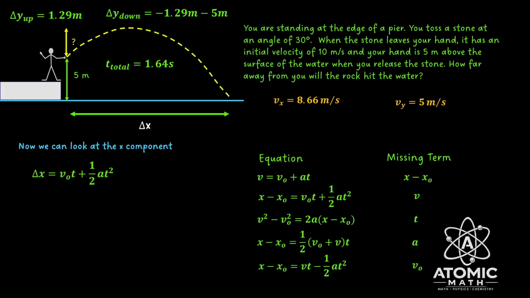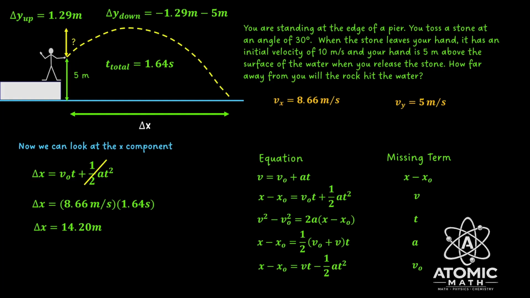I'm going to use this equation here. And the initial velocity, of course, is our 8.66 meters per second. And it's also our final velocity because there's no acceleration. And because there's no acceleration, this last term here is going to disappear. So my equation is simply my velocity times my time, which is 8.66 meters per second, times 1.64 seconds, which is going to give me 14.20 meters.